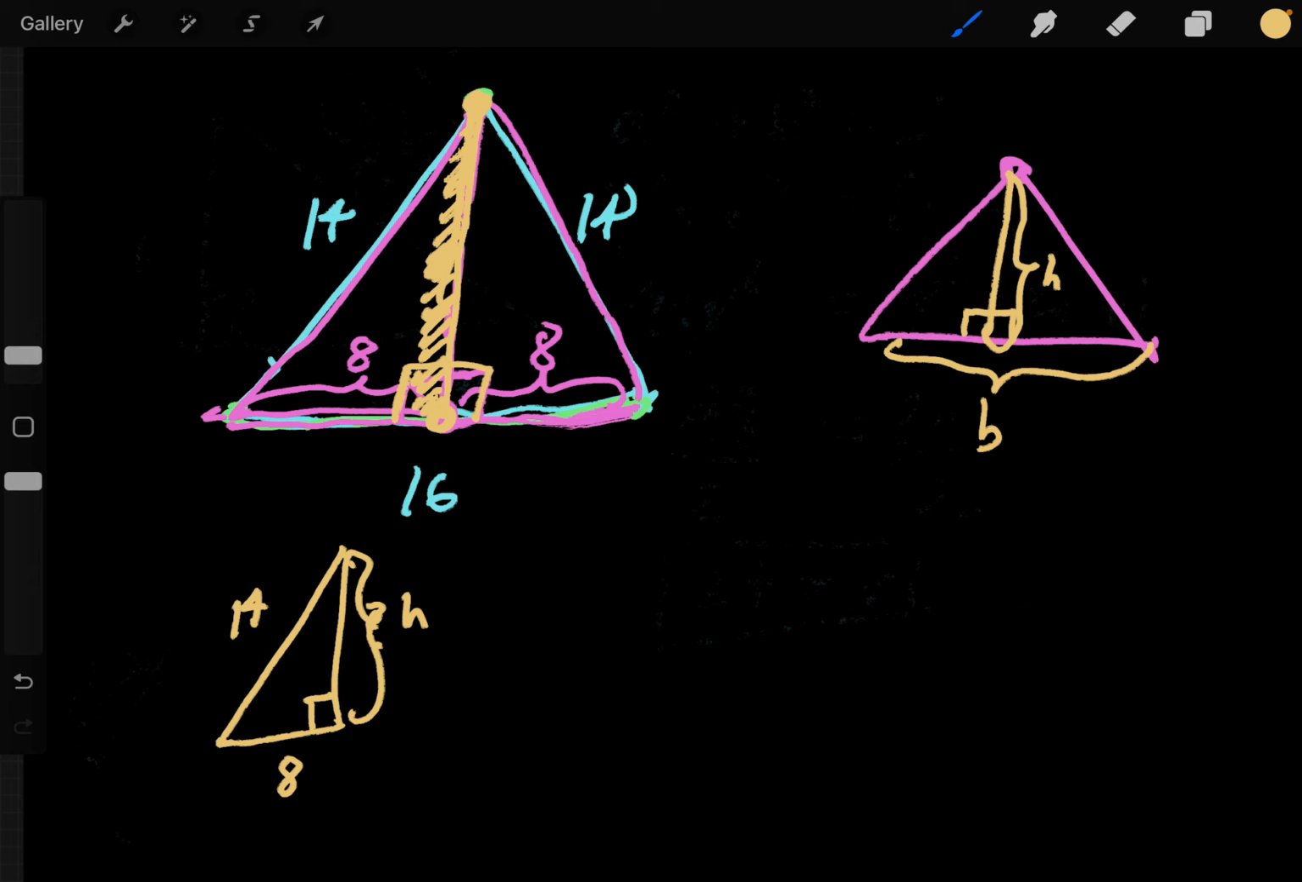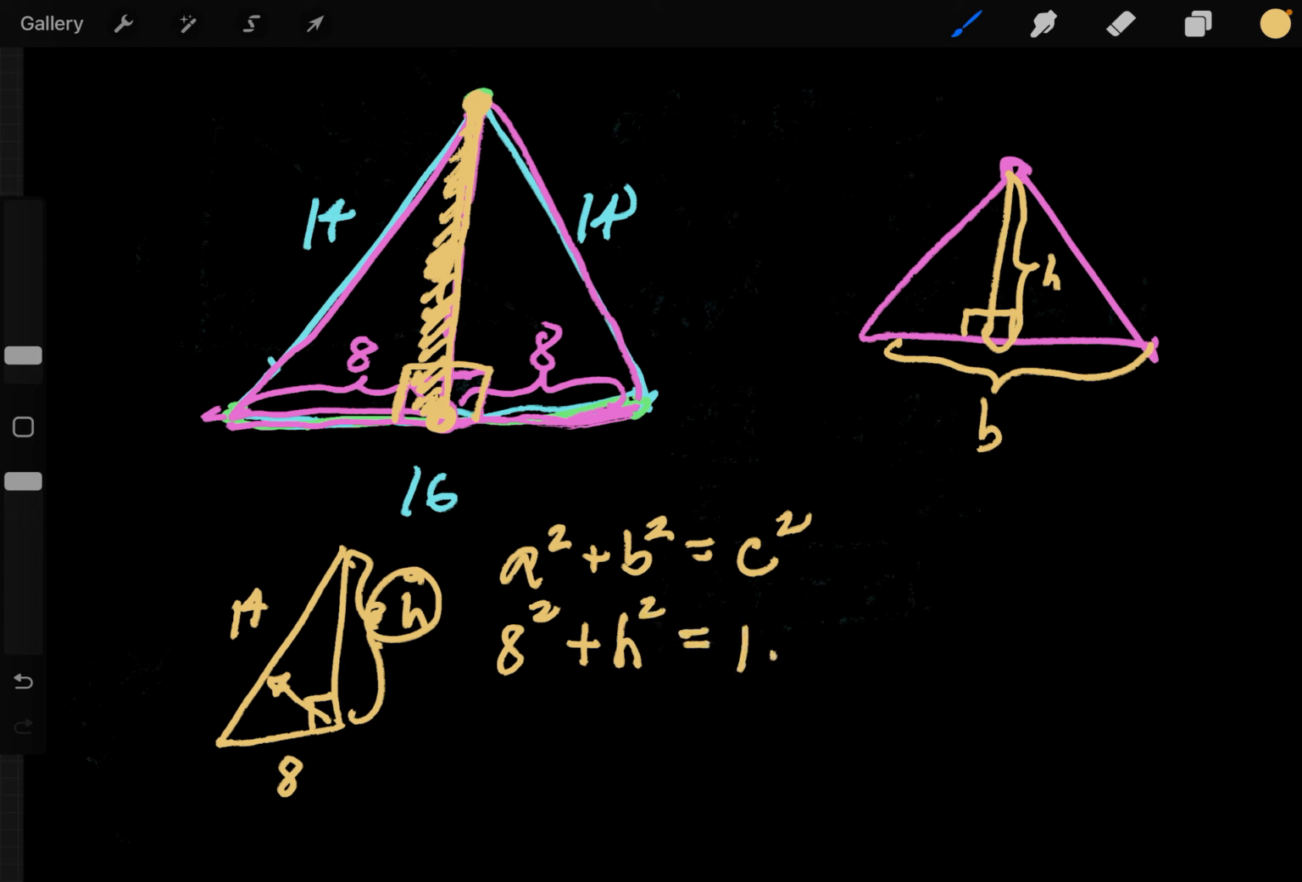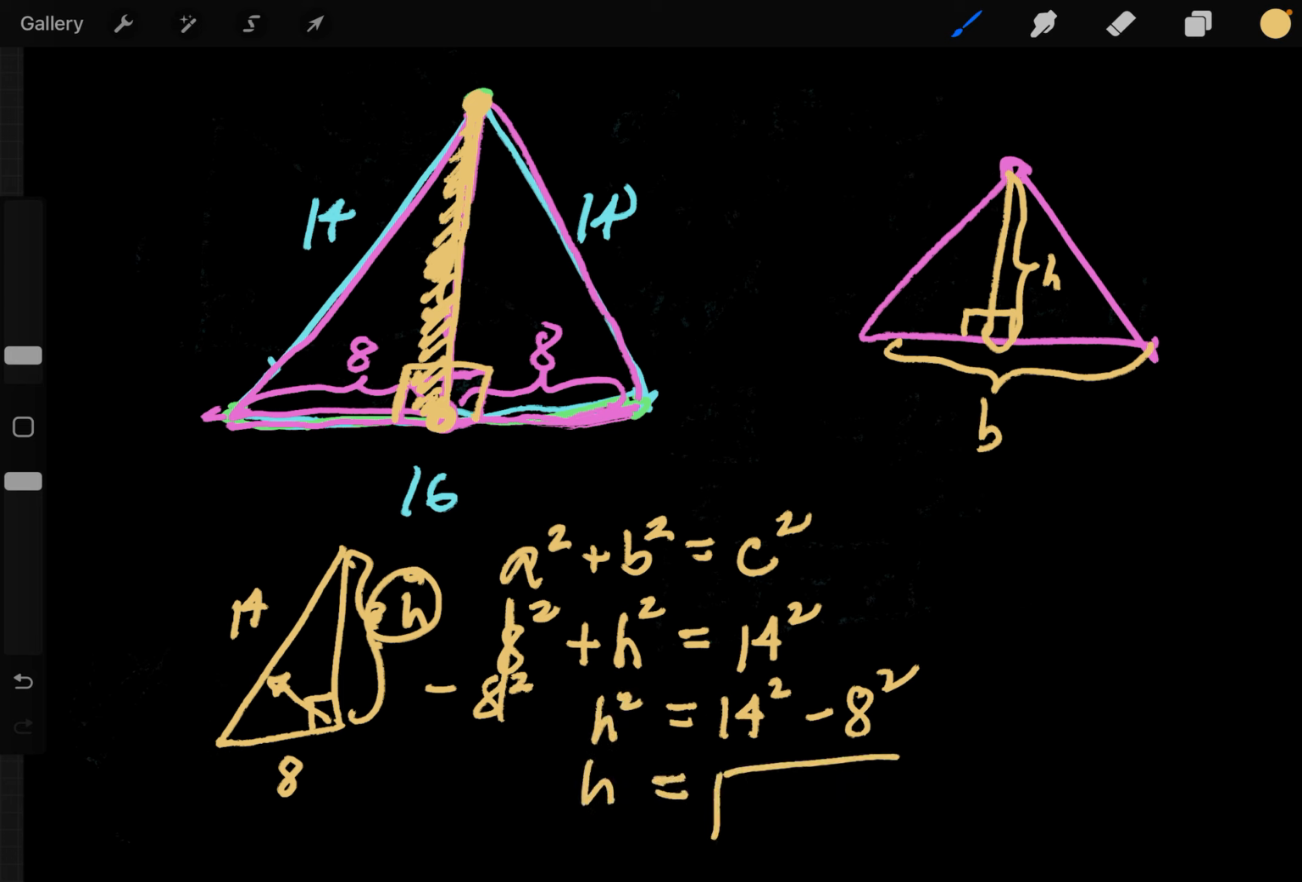If we look at that, we do it like how we did the other problems. We look at this right triangle, we say this 14 is the c squared. So I have a squared plus b squared is equal to c squared, where a or b is like h. So a is 8, so that's 8 squared, plus h squared is equal to 14 squared. Then I can solve for h: when I subtract 8 squared on both sides, this cancels, I get h squared. Then h is equal to the square root of 14 squared minus 8 squared. Then I do the arithmetic and I get this length.